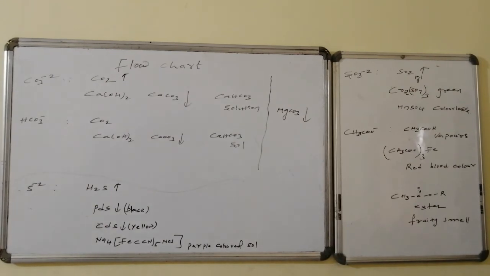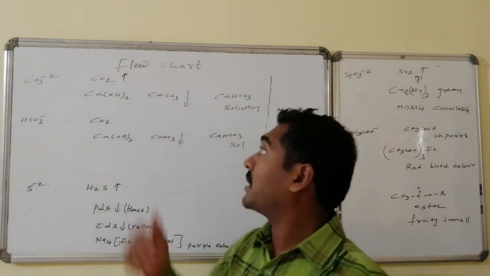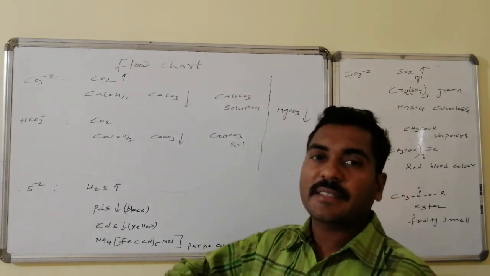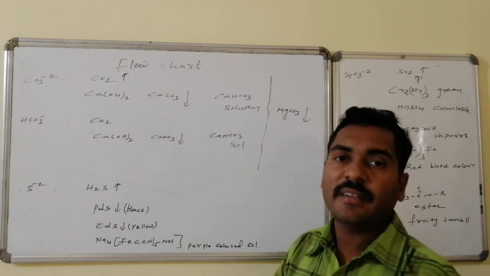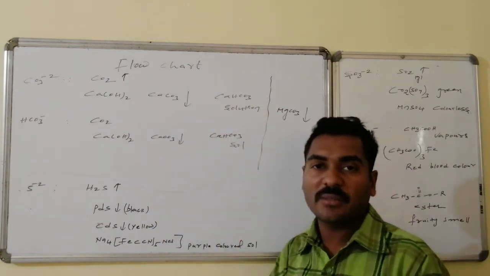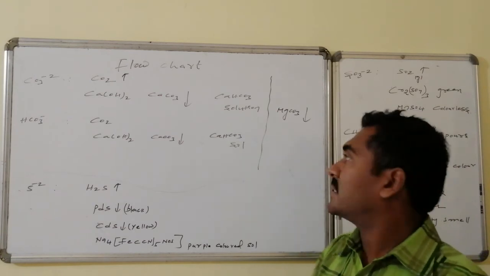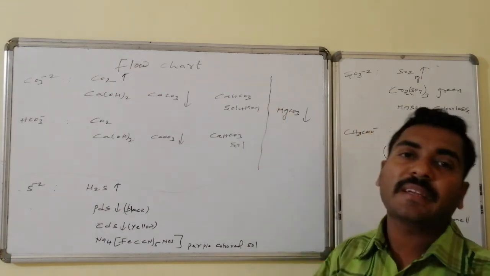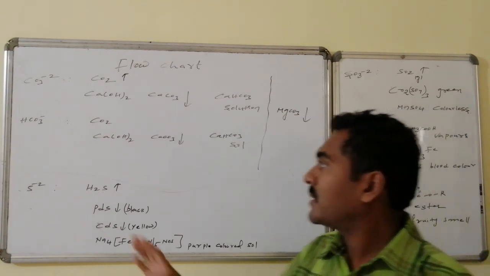Flowchart related to the first A group anions. Carbonates on reaction with acids give carbon dioxide. This gas on sending into calcium hydroxide solution gives calcium carbonate as a white precipitate. On excess sending, a soluble solution of calcium bicarbonate forms. Whereas these carbonates on reaction with magnesium sulfate are converted to insoluble magnesium carbonate also.